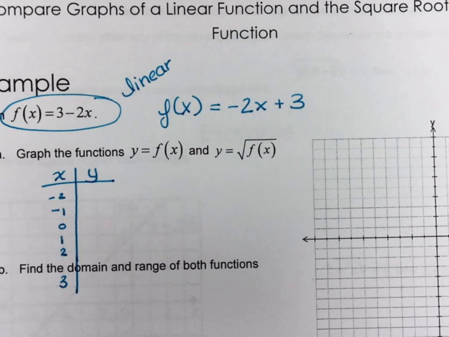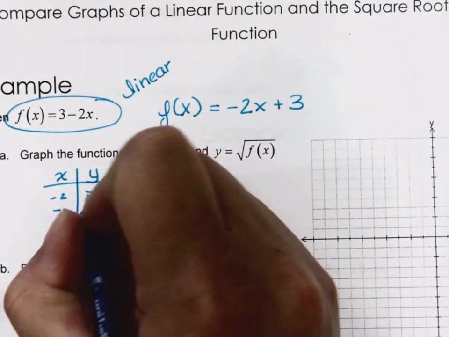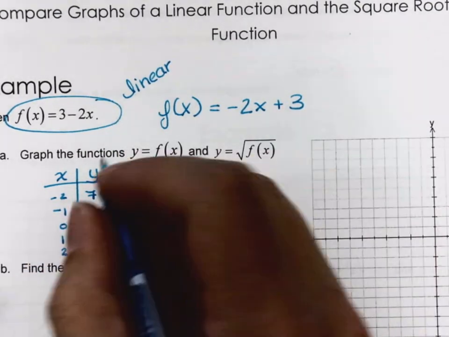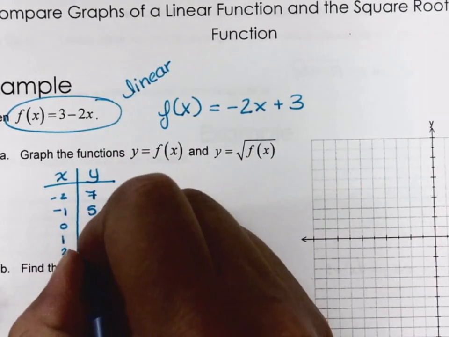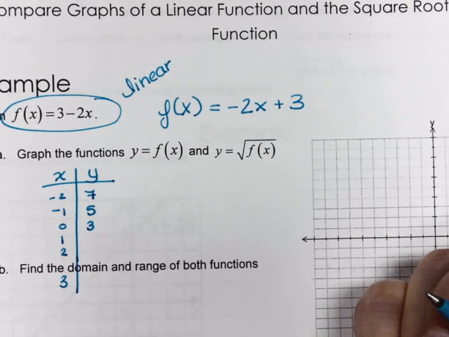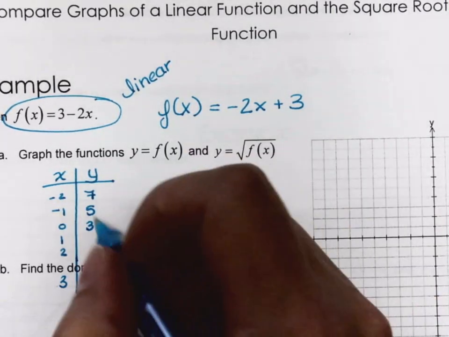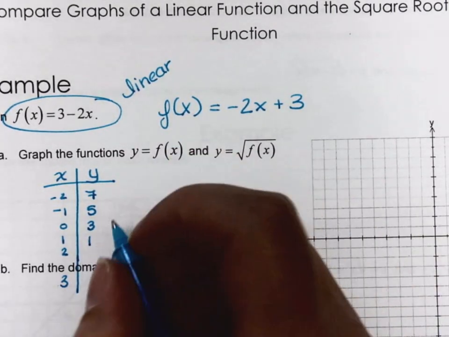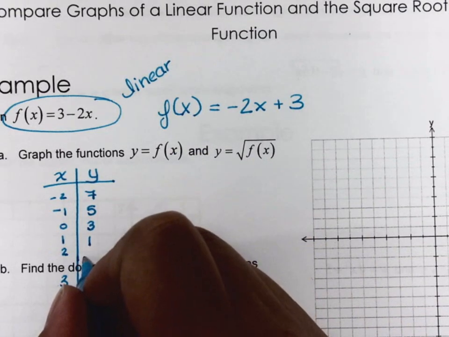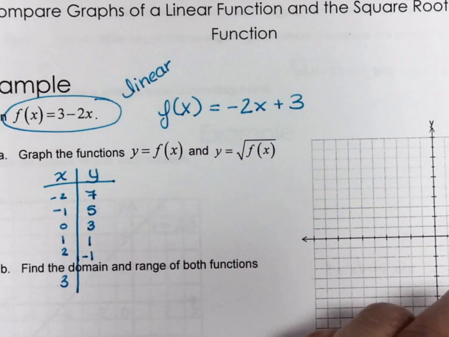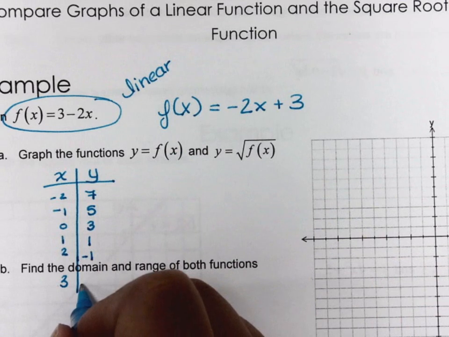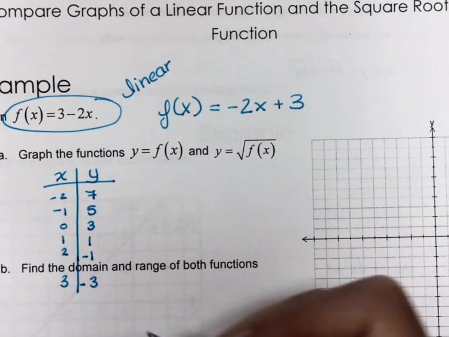All right. At -2, what is the graph at? 7. Good job. And at -1? 5. And at 0? 3. Do you guys notice the pattern? This is linear. So what are we going down by every time? -2, right? We're going down by 2. So this would be 1. That would be -1. And then -3, hopefully.